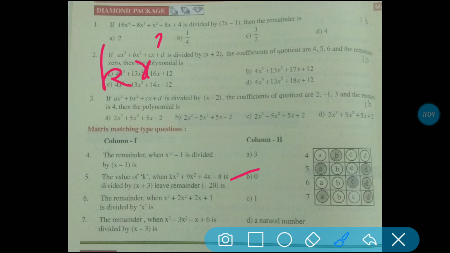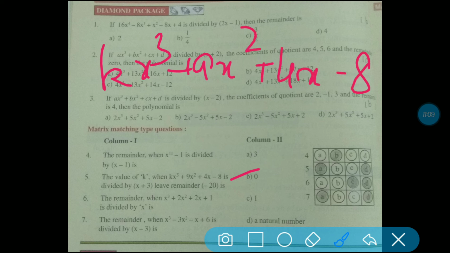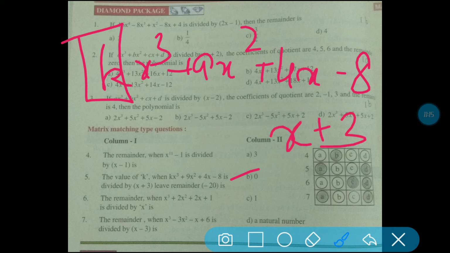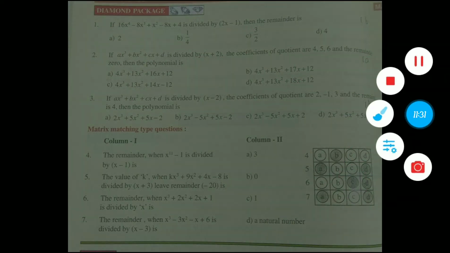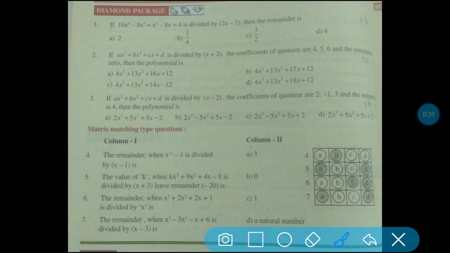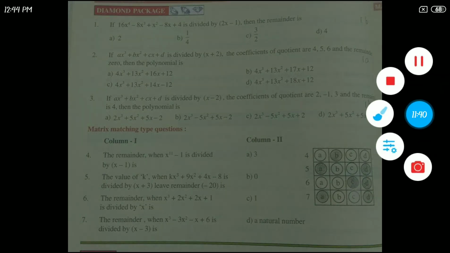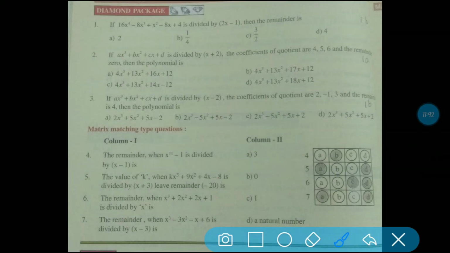Then the value of k in kx cube plus 9x square plus 4x minus 8. In this you will find the value of k, and they have given the dividend, g of x. The x value will be minus 3 because we will equate it to 0. Plus 3 goes to the RHS and becomes minus 3. So this minus 3 you will substitute in the place of x and find the answer. The answer is going to be 3. 3 is also a natural number, that's why we have both A and D.